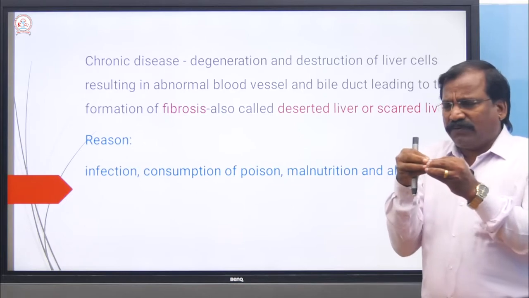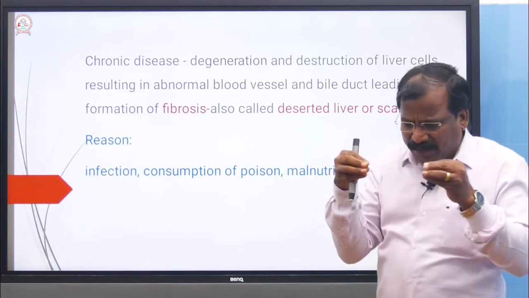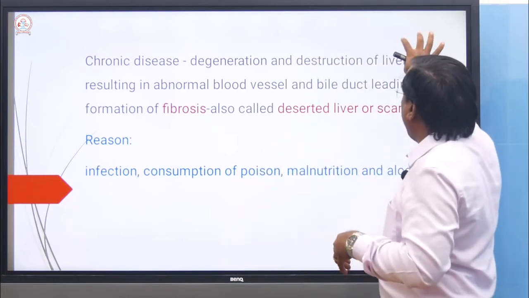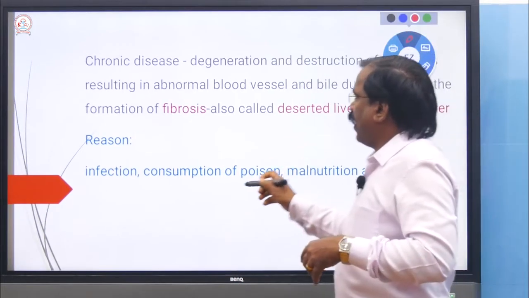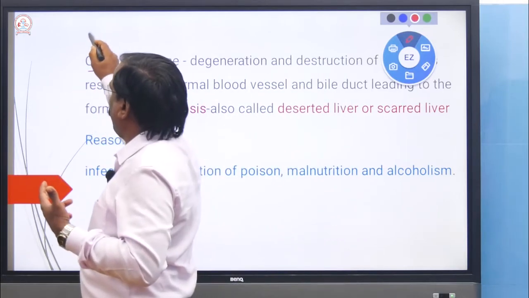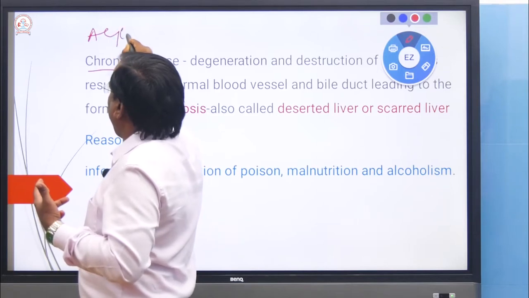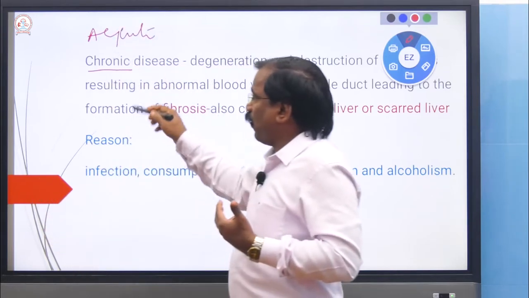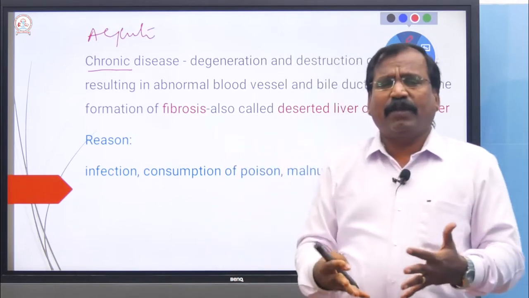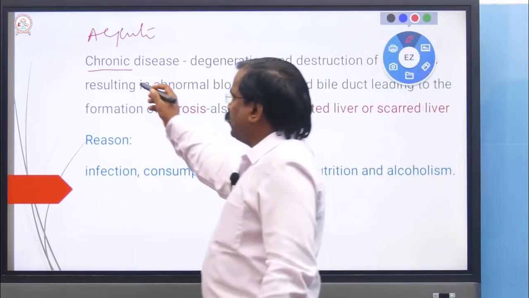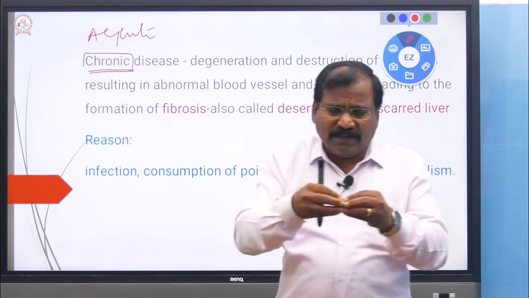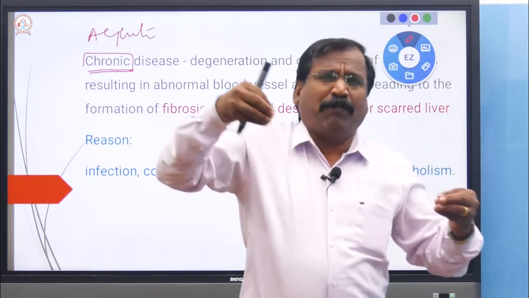Two terminologies you should know: one is chronic and the other is acute. Acute means sudden. Something happened all of a sudden, immediately. Chronic means over a long period of time, something which happens over a long period.